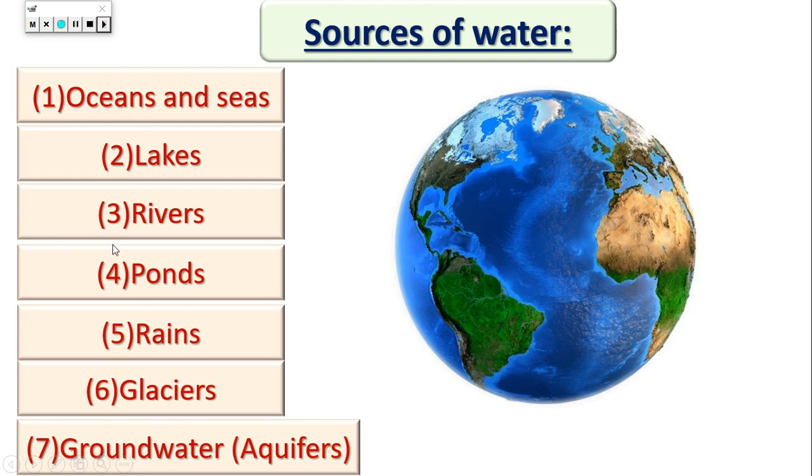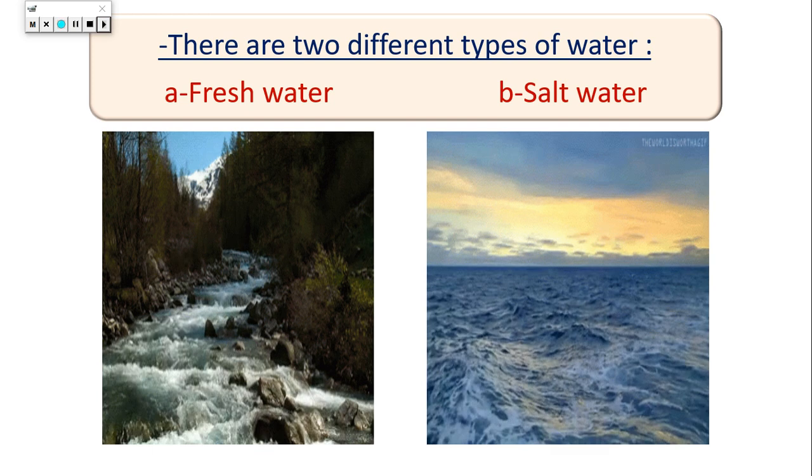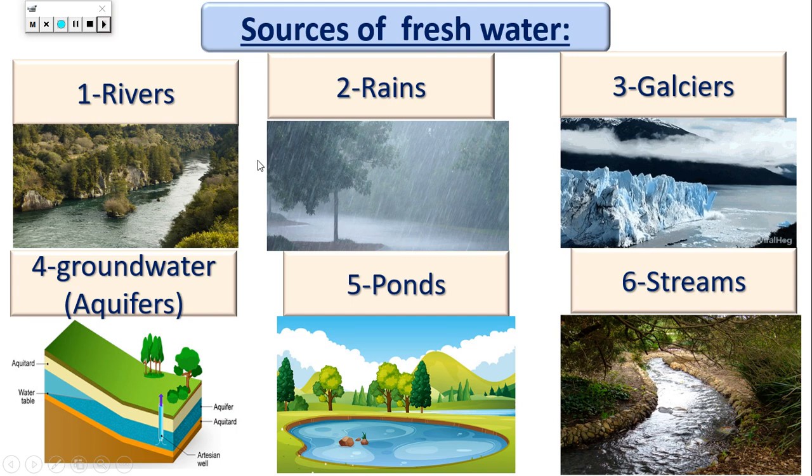Sources of water. In concept one, we took a lot of water bodies, or a lot of sources of water, like oceans and seas, lakes, rivers, ponds, rains, glaciers, and groundwater or aquifer. There are two different types of water as we know before, fresh water and salt water.